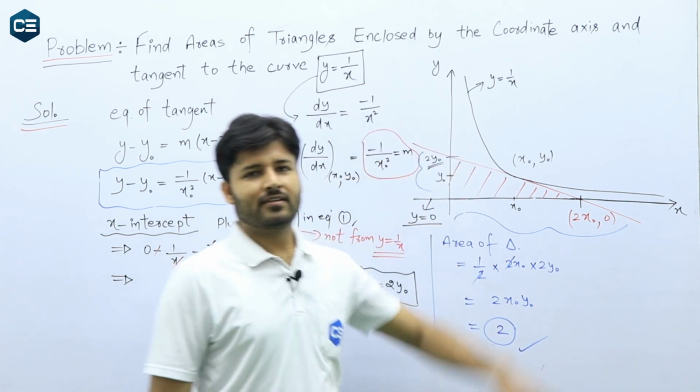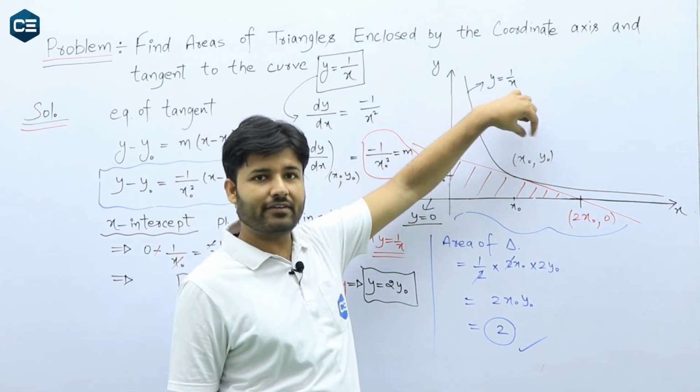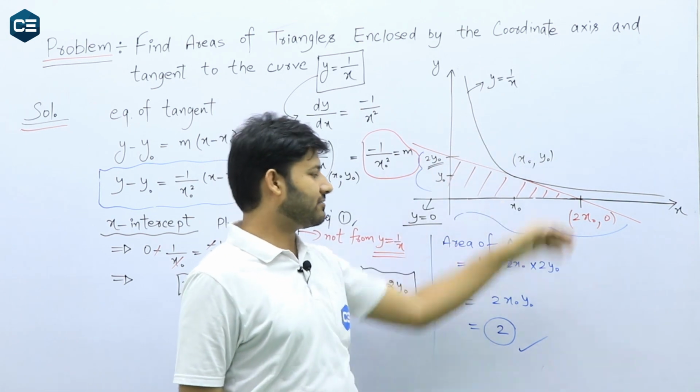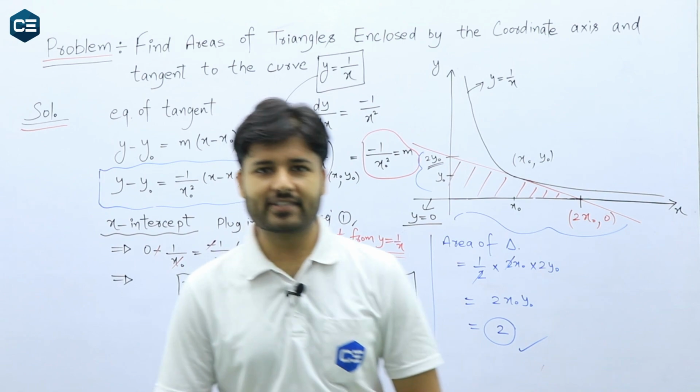So you see, whatever the touching point may be, x0, y0, for every value of x0, y0, the area of this triangle is always 2 units. This is constant. I hope you enjoyed today's class. Thank you.